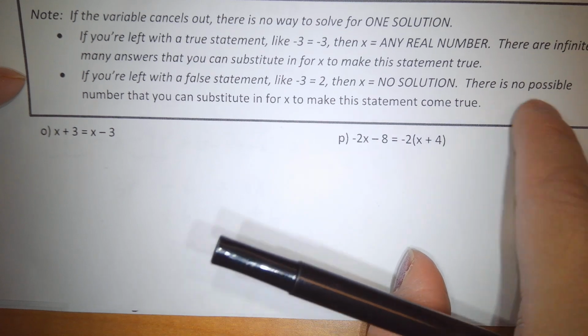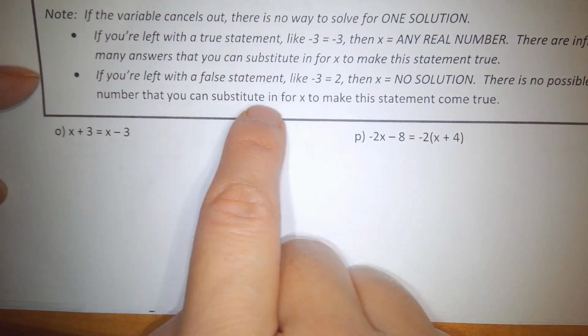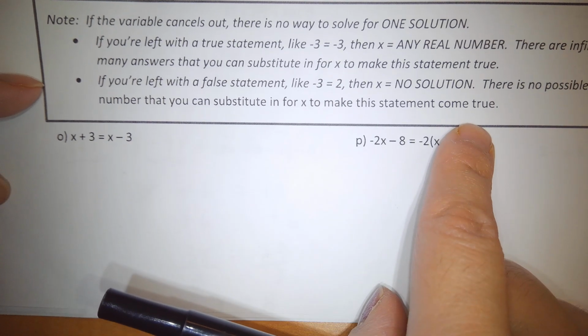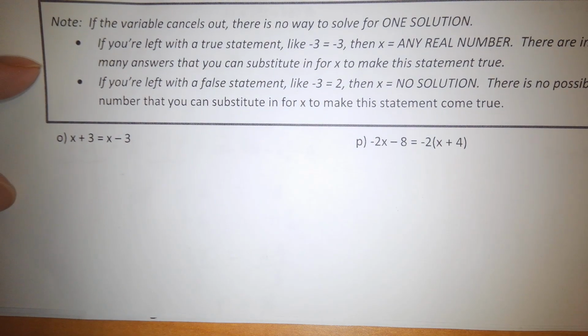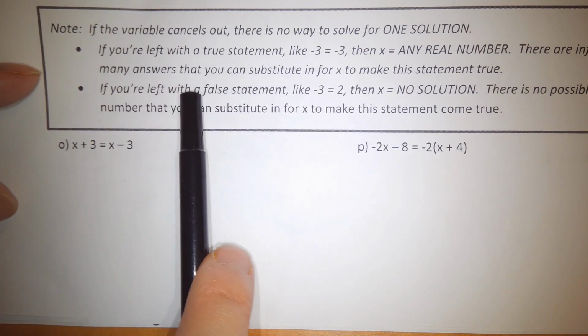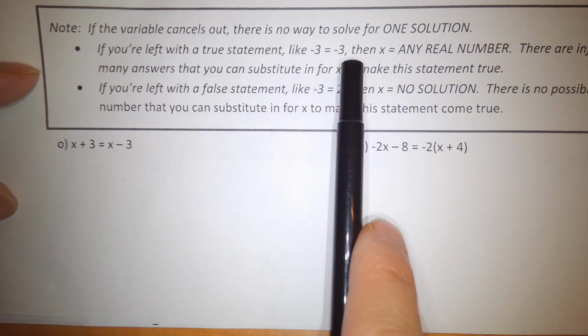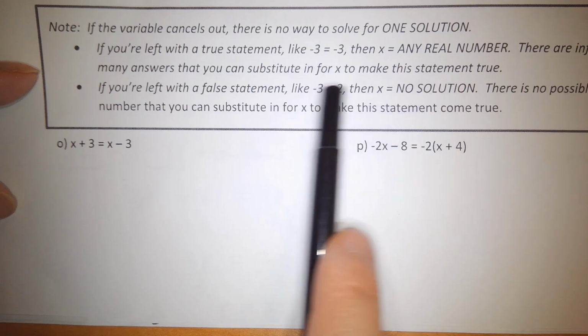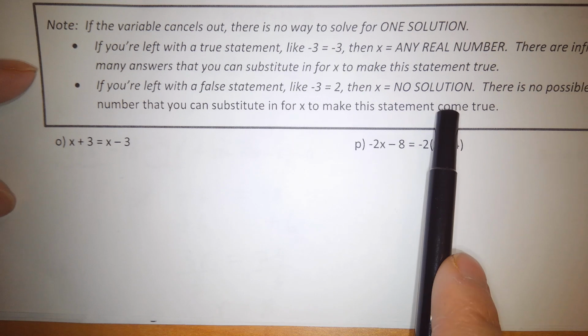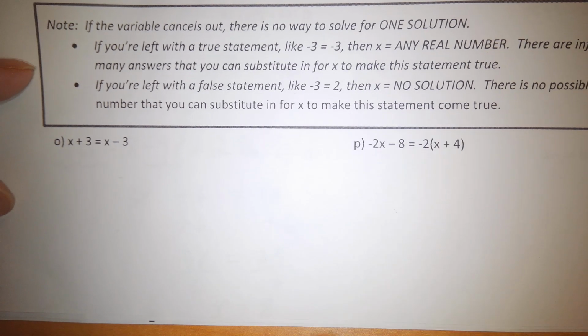So we say there's no possible number that can substitute in for x to make this statement true. Okay, so that's good. So what are the two special cases? Without a variable, a true statement gives us infinitely many solutions. A false statement gives us what? No solution for the system. Everybody? Okay. All right.